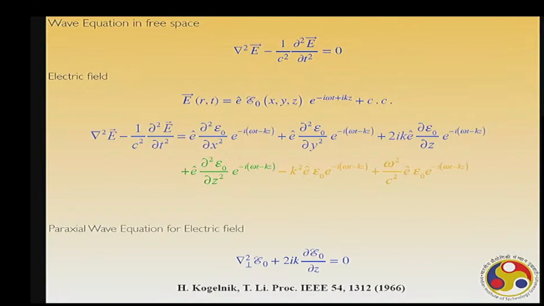Then what do you have? You have the second order terms in the transverse components, these two, and two terms that come from the longitudinal variation. What are those? One is del epsilon 0 by del z, and another is del square epsilon 0 by del z square. Now here we are going to do the paraxial wave approximation and neglect the second order derivative, this green term. Then ultimately I end up with the paraxial wave equation for the field in free space.